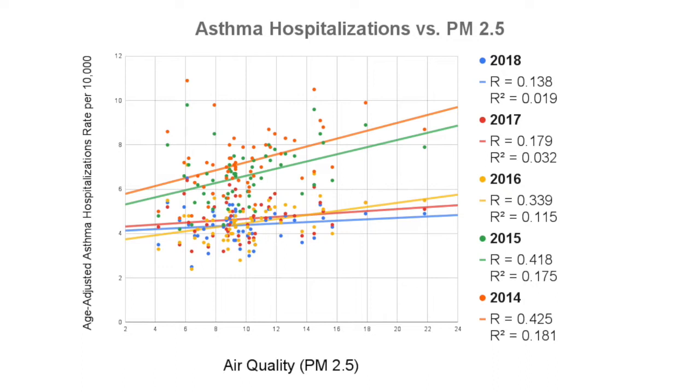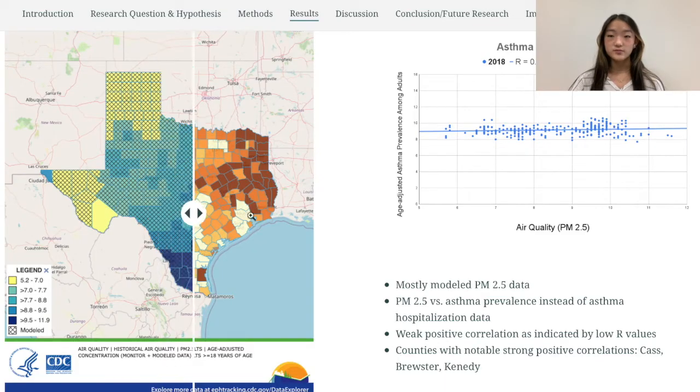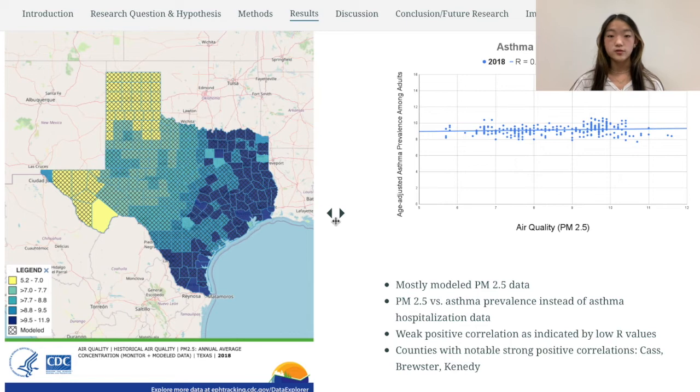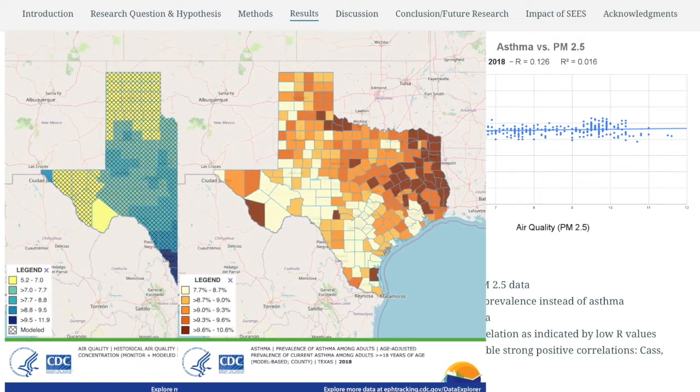The GIF on the left displays monitored and modeled annual PM 2.5 levels for Texas from 2014 to 2018. Many of the counties have hash marks, indicating that the data is modeled rather than monitored, which is due to the lack of PM 2.5 sensors throughout parts of Texas. The GIF on the right shows the prevalence of asthma in adults.